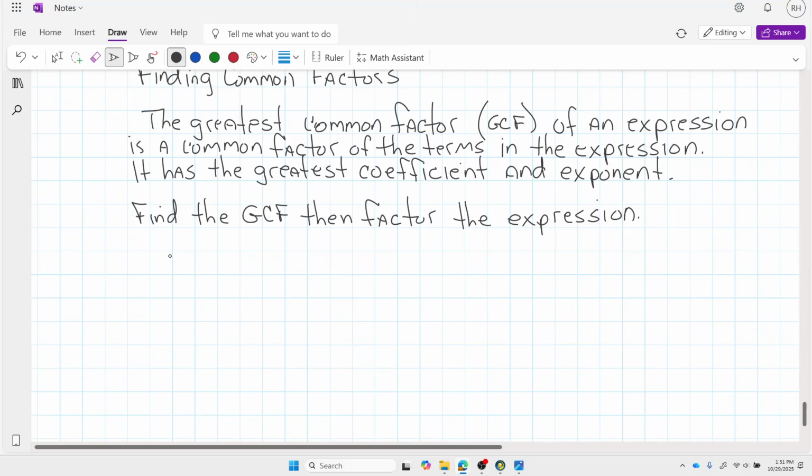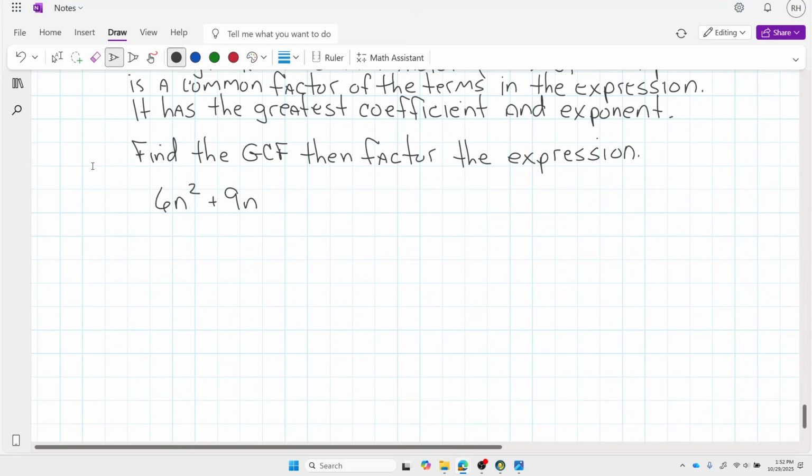And some of the problems you will see today will look like 6n squared plus 9n. All right, so the first thing you want to do is look at these coefficients, which is the 6 and the 9, and find the greatest factor that goes into 6 and 9 evenly. Again, 3, okay? And then since 6 has an n squared and 9 has the n, both terms have an n in them, right? So you can factor out a 3n. So the 3n is the GCF, the greatest common factor. All right, it's a factor of both terms.